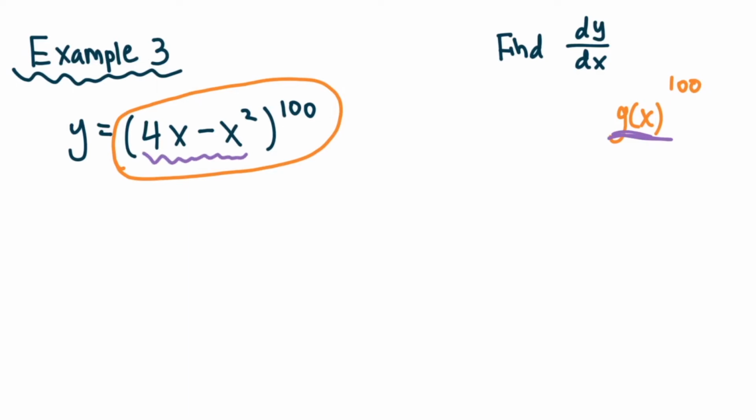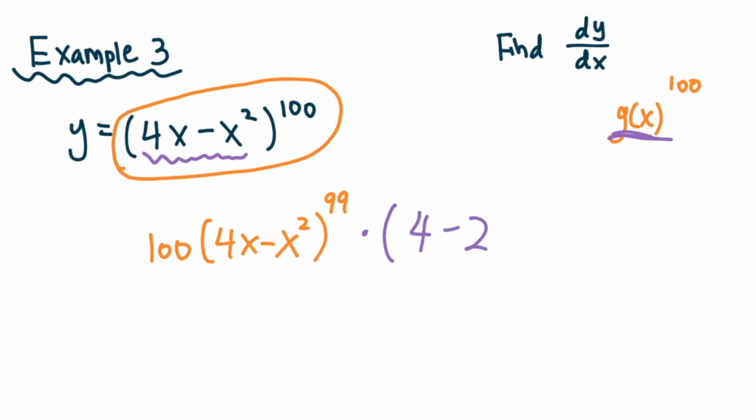Now we have it all identified. Let's take the derivative of the outside function. So what's that going to be? It's just move the 100 down and keep the inside original function as it is, and then subtract 1 from the power, 99. Perfect. So now let's take the derivative of the inside function, right? So let's add a parentheses. What is 4x minus x squared's derivative? That is just going to be 4 minus 2x, right? Move the 2 down, and you have this.